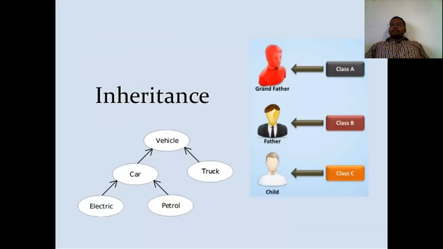Inheritance, the biggest and major pillar of object-oriented programming. See this: grandfather, father, and child. We consider the grandfather to be class A, the father class B, and the child class C. Same thing with the vehicle class. Vehicle has types: car and truck. Again, car is divided into two parts: electrical and petrol car.